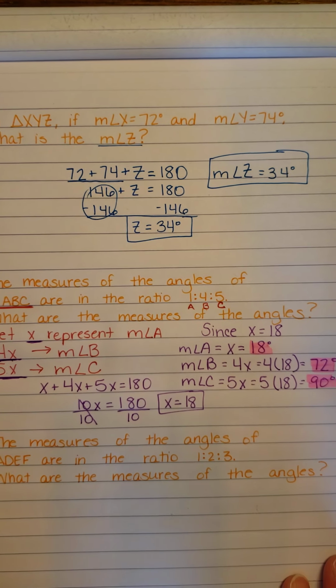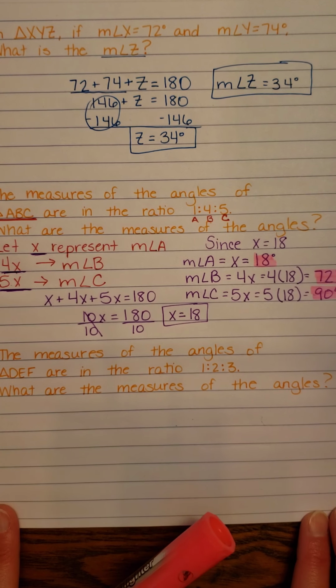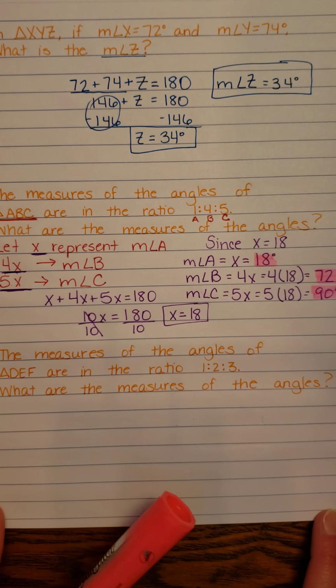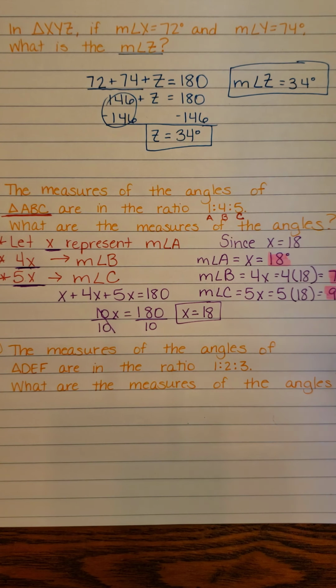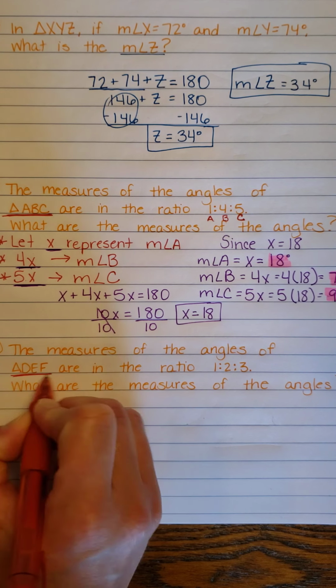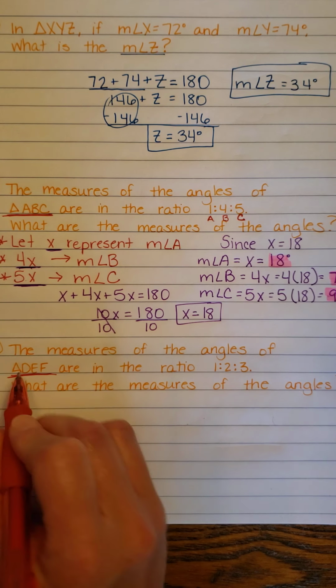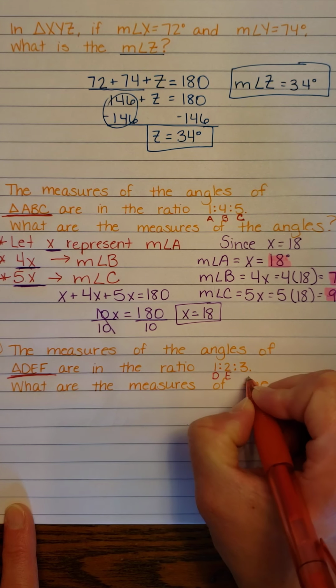All right, so we're going to do another one like that so you have a better idea, for some more practice. So for your fourth example, the measures of the angles of triangle DEF are in the ratio of 1 to 2 to 3. What are the measures of the angles? So we're going to do this the same way. We have triangle DEF, so in that same order, we're going to come over here to our ratio and write DEF.